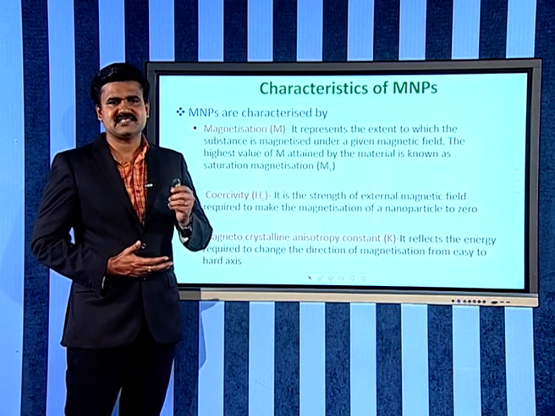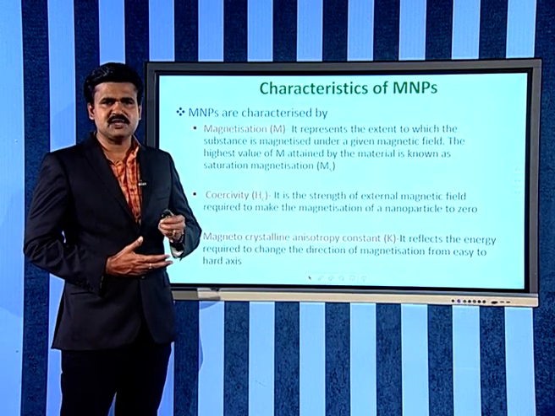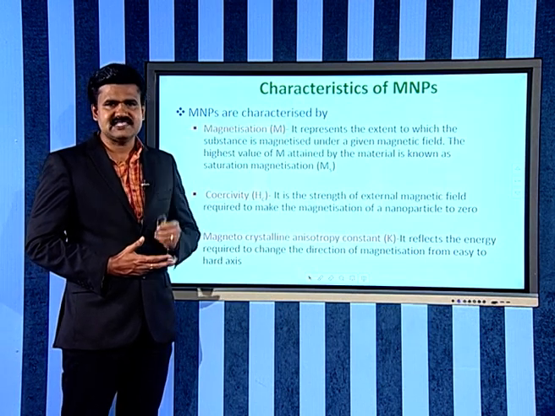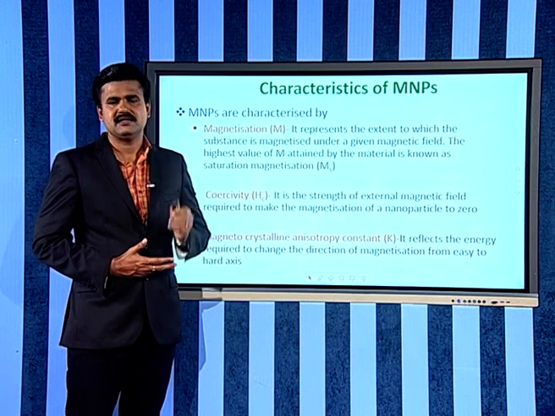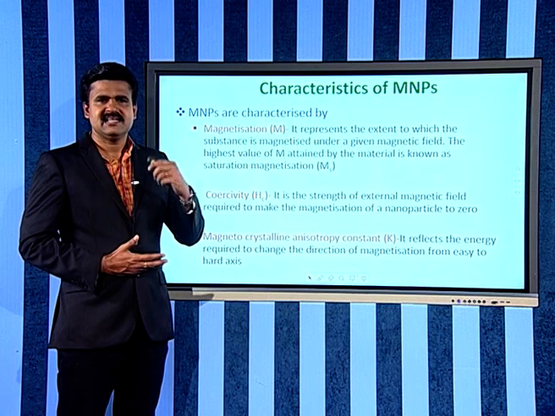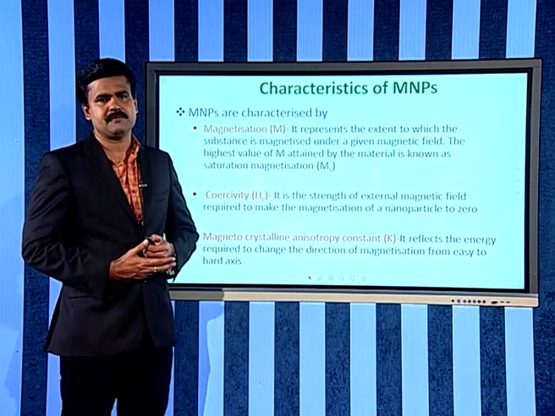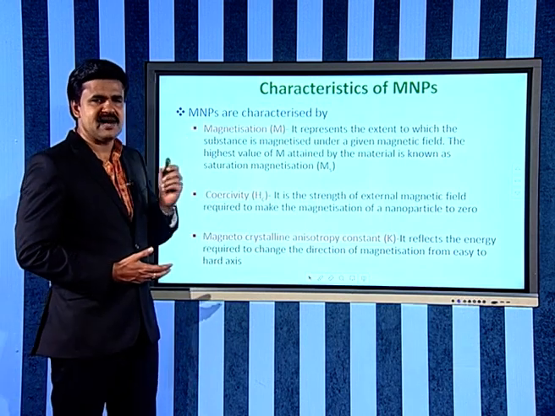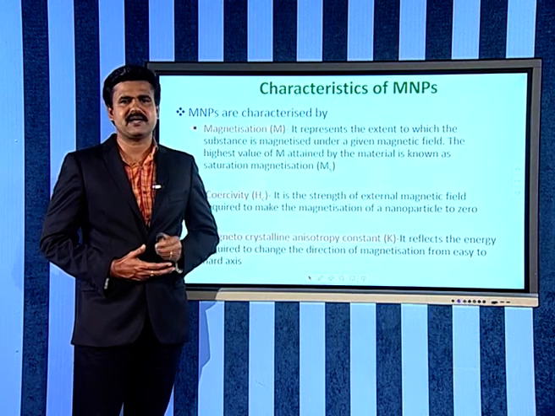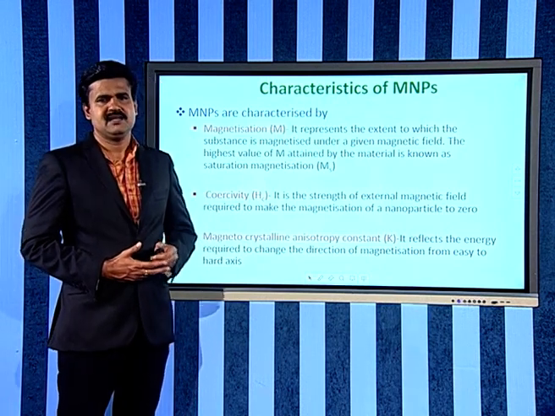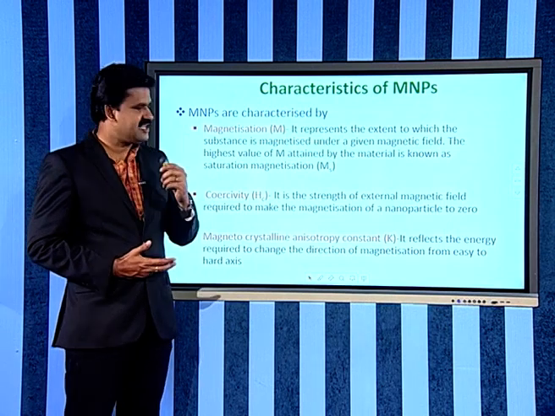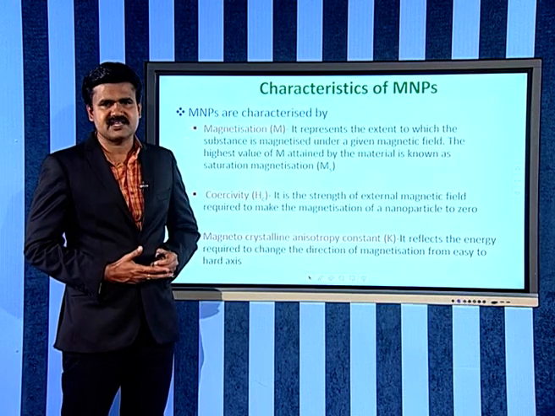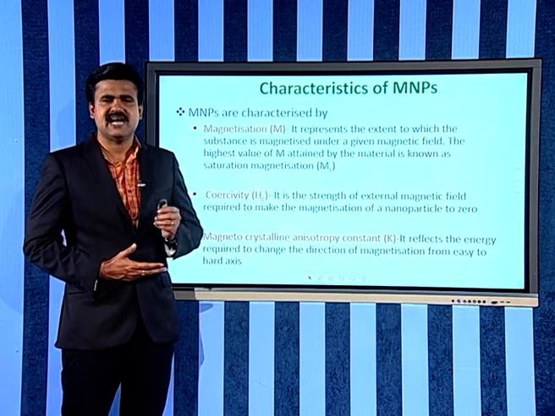Coercivity, denoted as HC. It is the strength of the external magnetic field required to make the magnetization of a nanoparticle zero. That is, it is the strength of the external field to completely demagnetize a magnetic material. Magnetocrystalline anisotropic constant, denoted as K. This constant reflects the energy required to change the direction of magnetization from easy to hard axis.